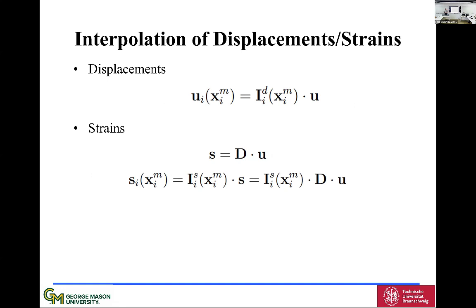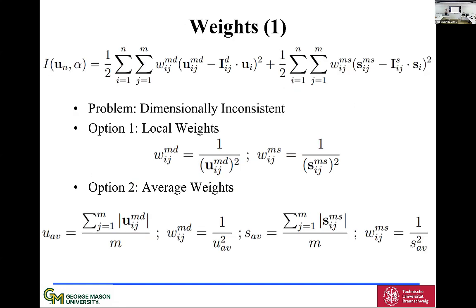So you interpolate to arbitrary places, either the displacement or the strains. And now the question is, what do you do with the weights? Because we put weights in front of this, and if I have strains and if I have displacements, I have to find a way to make this non-dimensional, because the dimensionality of the strains and the displacements is not the same. So the easiest way is local weights.